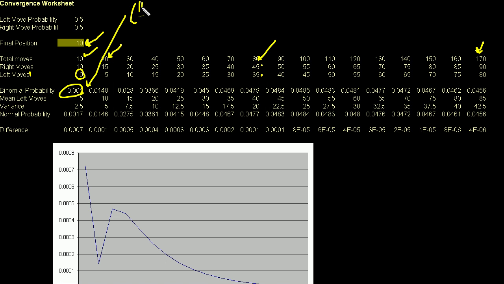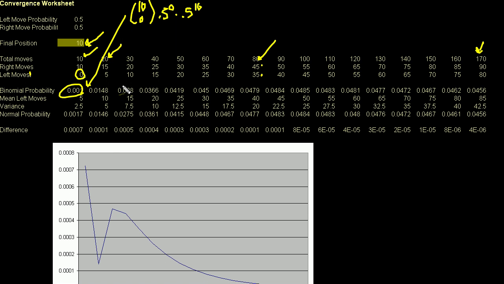This is 10 choose 0, and we know what that is. That's 10 factorial over 0 factorial times 10 minus 0 factorial, times 0.5 to the 0 times 0.5 to the 10. That's where that number comes from.